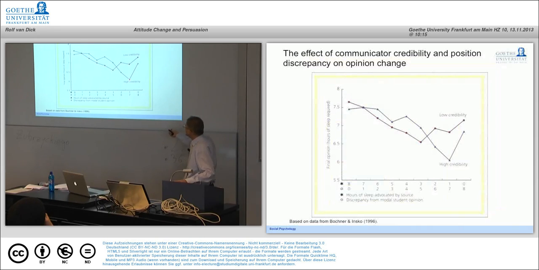So the high credibility source is more impactful than the low credibility source. However, when the high credibility source does not appear credible at all anymore, then people again respond with reactance. And we talk about reactance at the end of today's lectures. And they go up again in the average amount of sleep. Okay? So this is one typical example of the research following Howland and colleagues' Yale approach to communication, and Bockner and Insko varied credibility of the source.